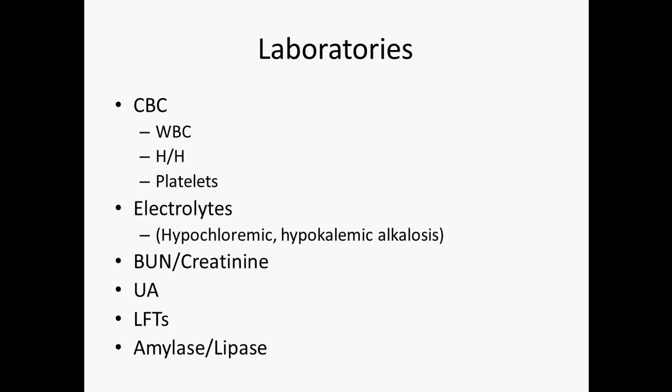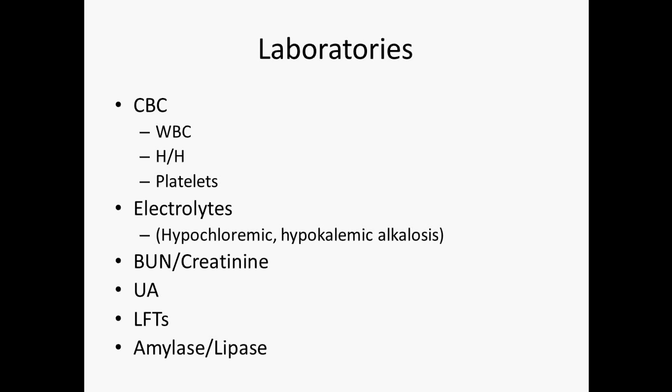So we also want to send some lab tests out. You do a CBC, including white blood cells, hemoglobin, hematocrit, and platelets. This can tip us off to the idea of infection or inflammation with the white blood cell count. Hemoglobin and hematocrit can give us an idea if we have some bleeding within the intestines. And platelets can also make us think about bleeding and other comorbid conditions.